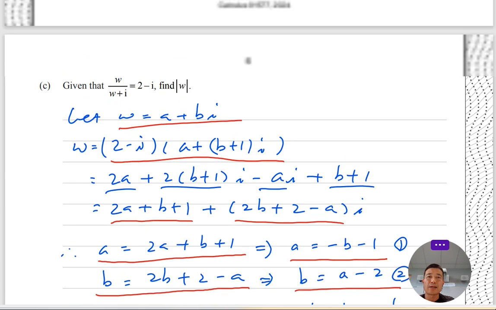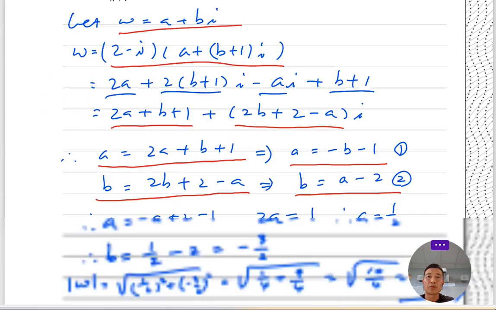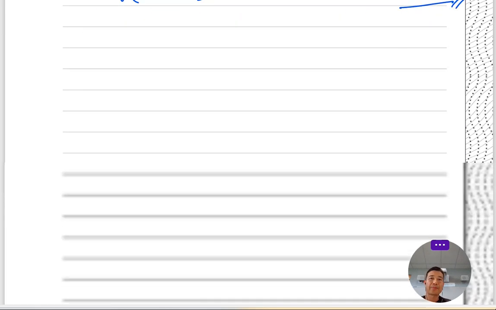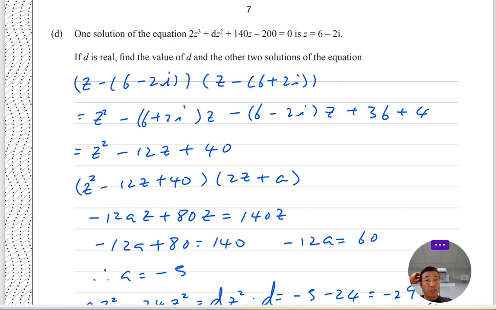So it says find the modulus of w. So that means this is not it. You have to find the modulus of w, the square root of a squared plus b squared. So the square root of half squared plus negative 3 over 2 squared gives you square root of 10 over 2 is the answer. All right, question D.